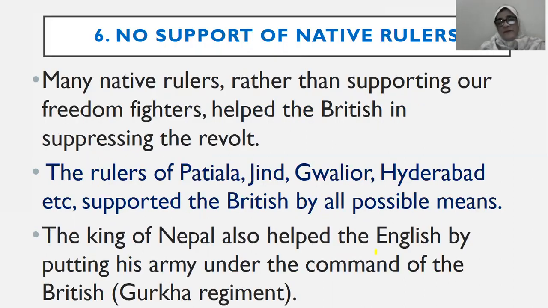No support of native rulers. Many native rulers, rather than supporting our freedom fighters, helped the British in suppressing the revolt. Why? Because many of them felt that the Britishers are here, they are getting more money, more profit, so they did not want the Britishers to go. They did not support us. They were in favor of the Britishers. The rulers of Patiala, Jind, Gwalior, Hyderabad, etc., supported the British by all possible means. Lack of unity: we are not united, our own people are against us. So obviously we are going to lose.